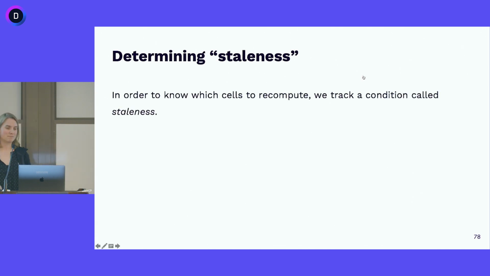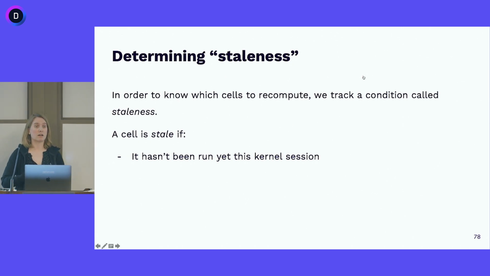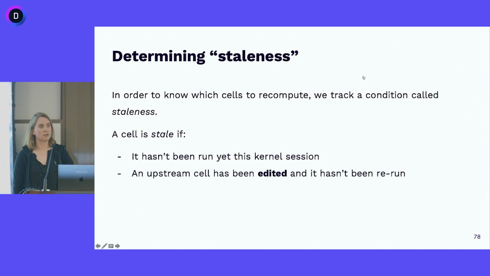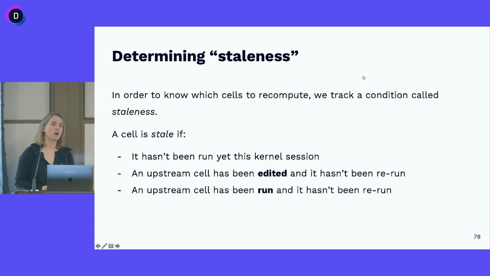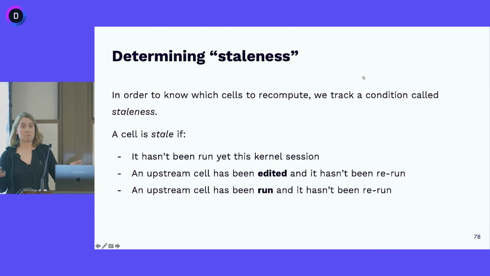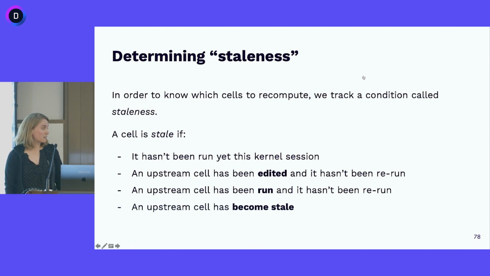It's just cells that are currently out of sync with the notebook. So a cell is stale if it hasn't been run yet in this kernel session. So if you've restarted the kernel and the cell hasn't been run, it's out of sync with the memory. If an upstream cell has been edited, obviously the cell is no longer up to date. Interestingly, if an upstream cell has been run, all of its downstream cells are also stale because cells may not produce the same result every time. Think about randomness or data just updating. And then lastly, if any upstream cell of this cell has itself become stale, we have to propagate that all the way through.